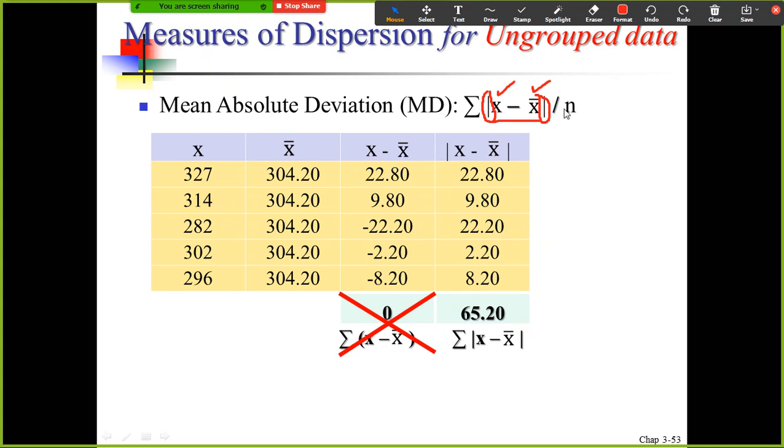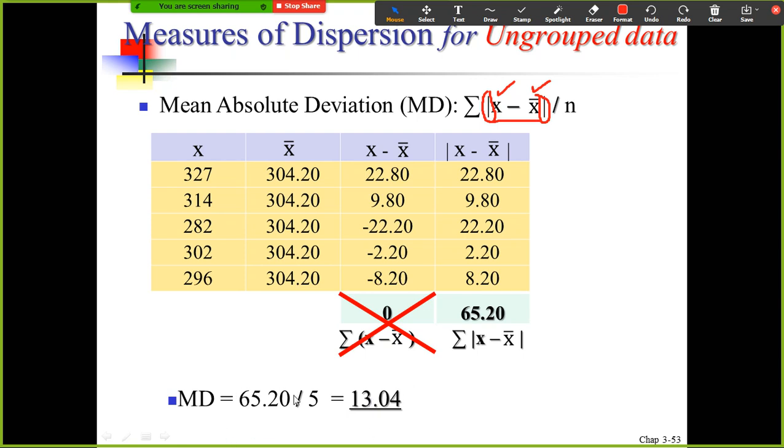If we add them together, based on our formula, we need to divide it by n. What is n? 5. So the mean deviation is 13. What does it mean? It means that during the last 5 years, every year the average number of students taking statistics is 304, but some years on average it is more than 304 by 13. Some years there are 13 more students than the average, and some years 13 fewer students than the average.